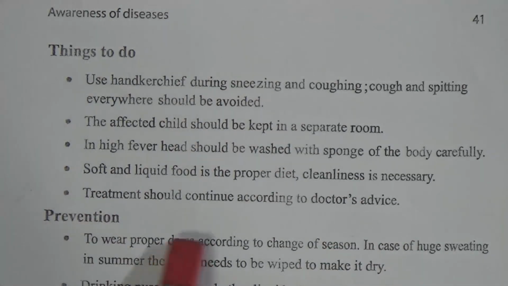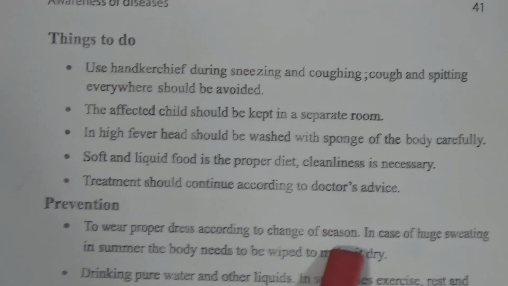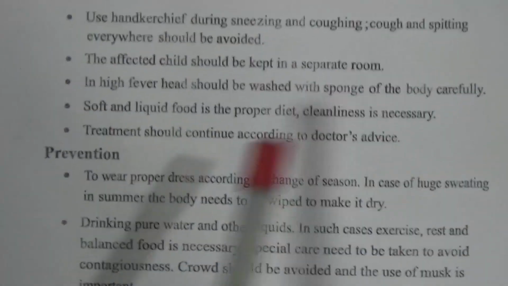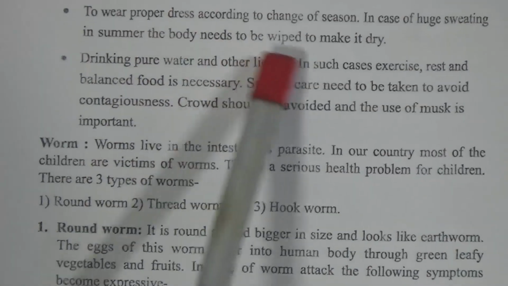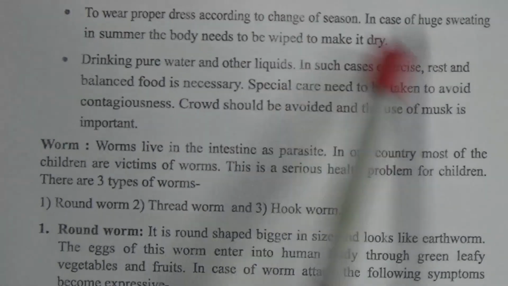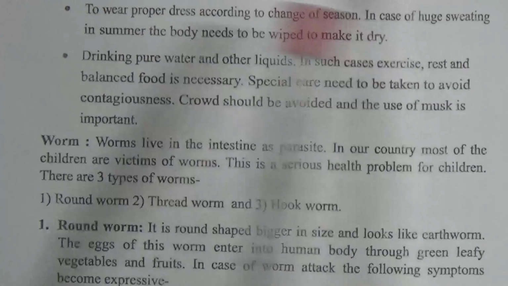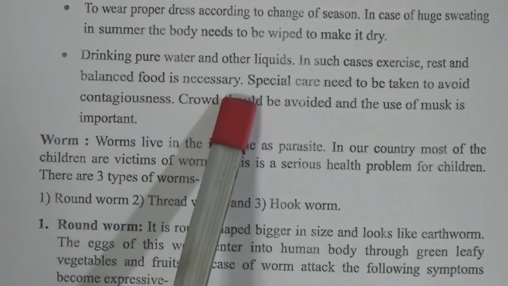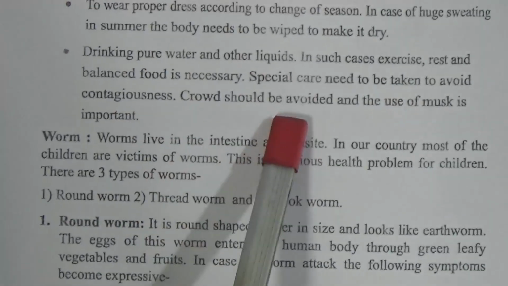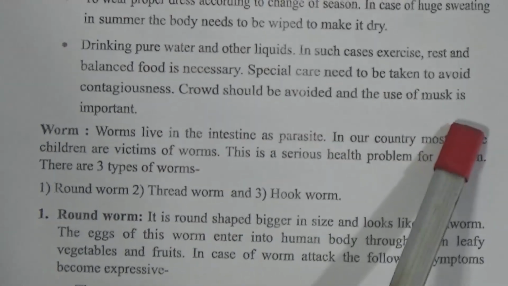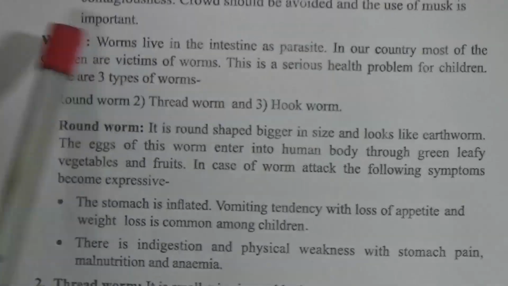Prevention: wear proper dress according to the change of season. In case of sweating in summer, the body needs to be wiped to make it dry. Drink pure water and other liquids in such cases. Exercise, rest, and balanced food are necessary. Special care needs to be taken to avoid contagion. Crowds should be avoided and the use of a mask is important.